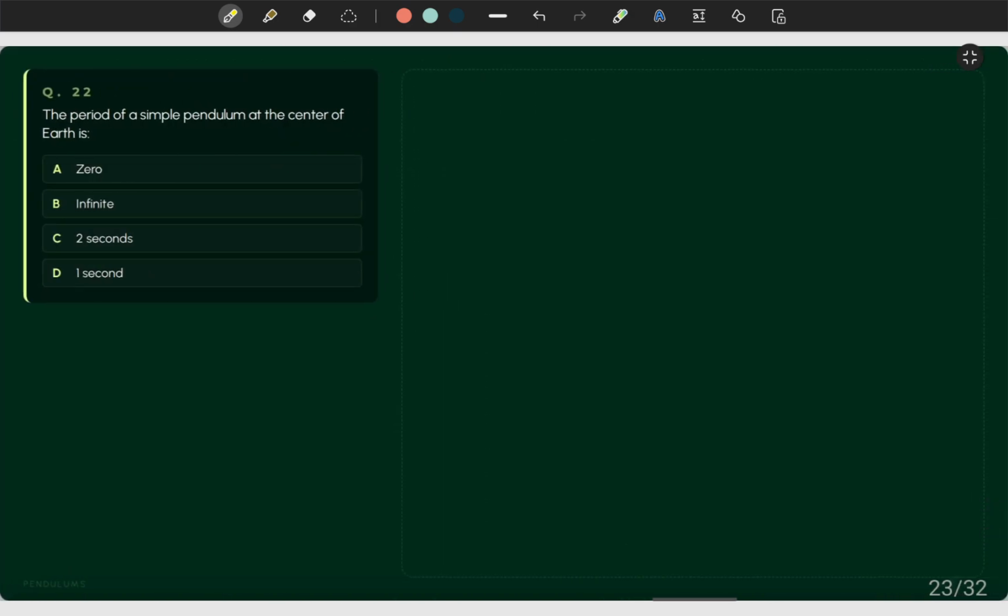Question number 22. The period of a simple pendulum at the center of the earth is. So at the center of the earth, g is equal to 0. So the time period of a simple pendulum, 2 pi root under L by g, will be infinite. That means the pendulum will be at rest.